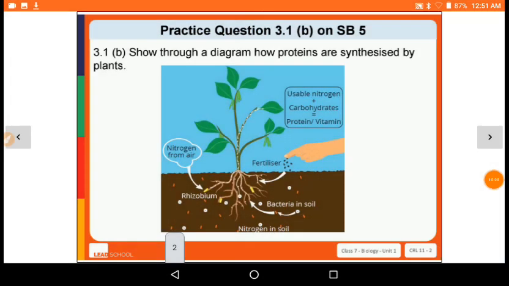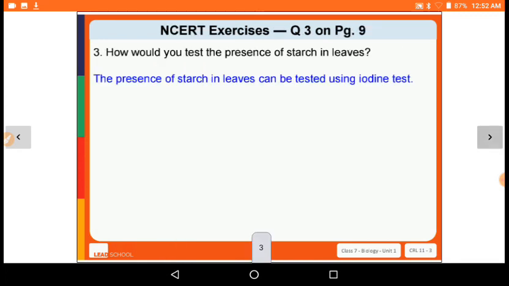Now second question, show through a diagram how proteins are synthesized by plants. We have to show all these three steps in a diagram which is already in your text. First, rhizobium, which is the bacteria present in the pulses plant, then fertilizers and bacteria in the soil also convert nitrogen into usable form. So these three come from the roots, and then carbohydrates, which are already stored in the leaves as food, then nitrogen comes and protein and vitamins are formed.